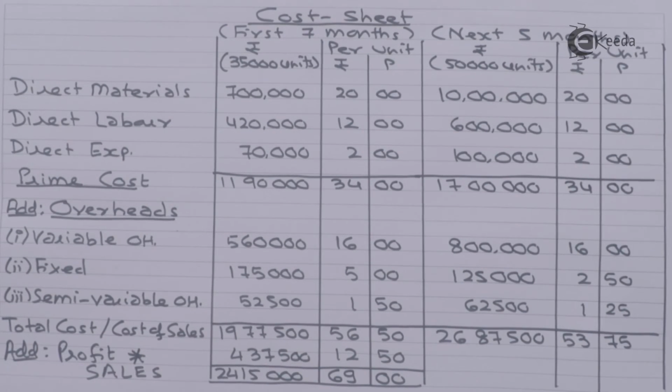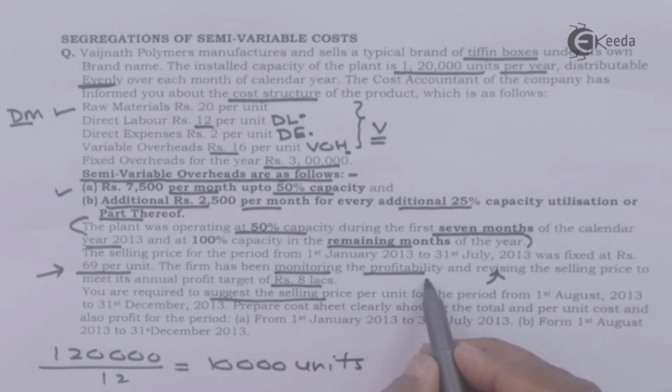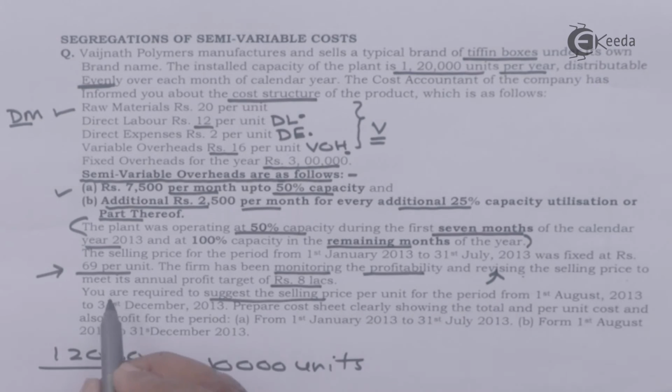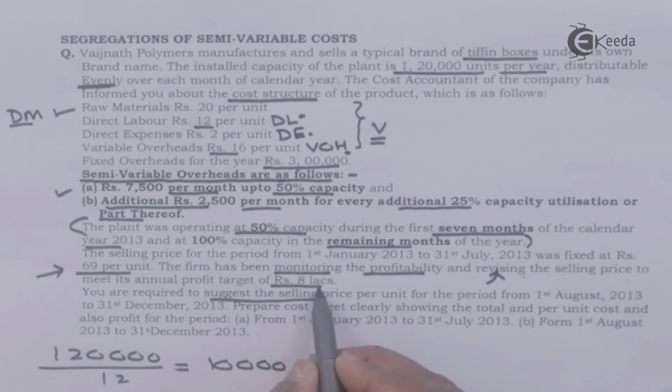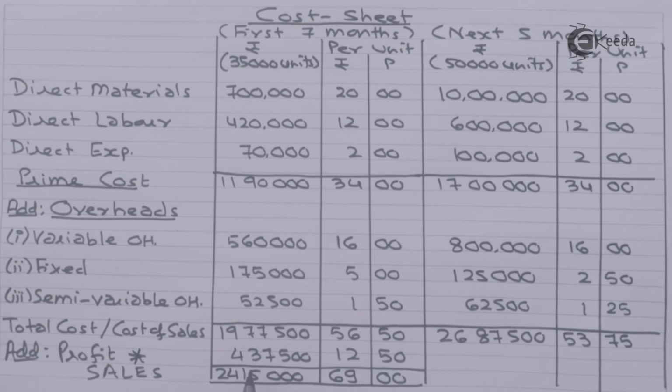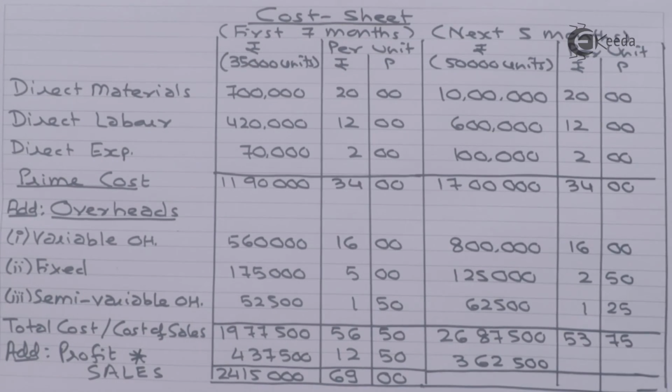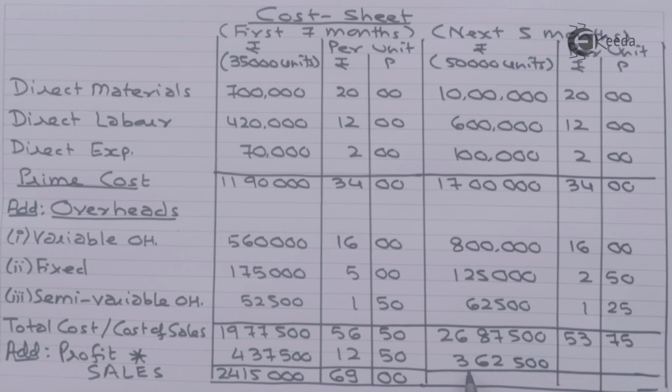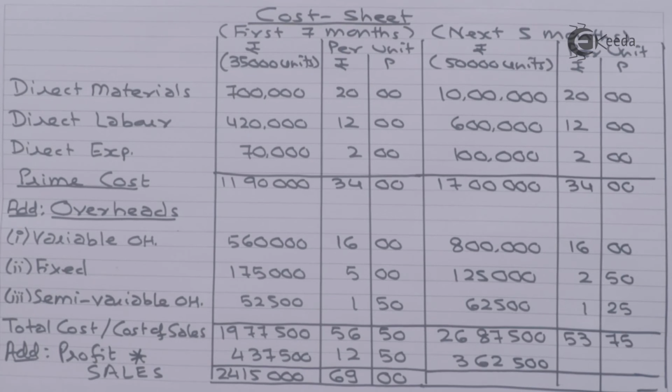The company has kept a target of profit. The firm has been monitoring the profitability and revising the selling price to meet its annual profit target of rupees 8 lakhs. So here the company has earned 4,37,500 during the first 7 months, but it wants to achieve the target of 8 lakhs. So from 8 lakhs we will be deducting this profit. It means the company must earn a profit of 3,62,500 during the next 5 months so that it can complete its target of 8 lakhs. So this profit will be added to the total cost of the next 5 months to arrive at the sales figure.